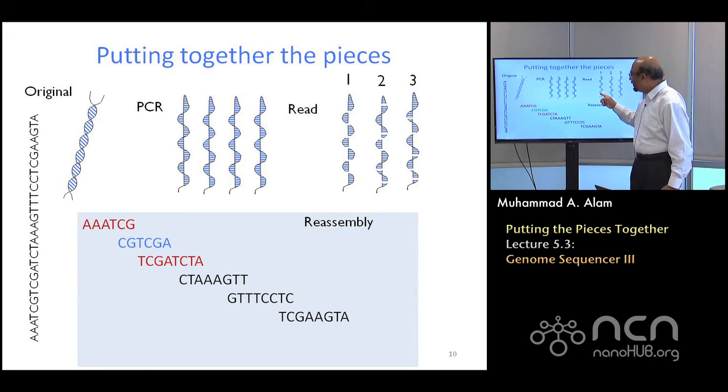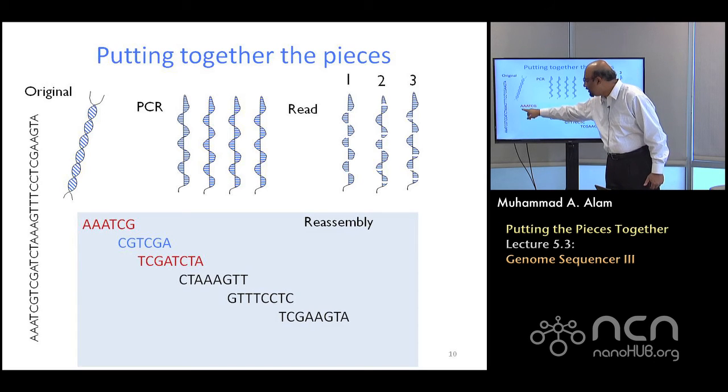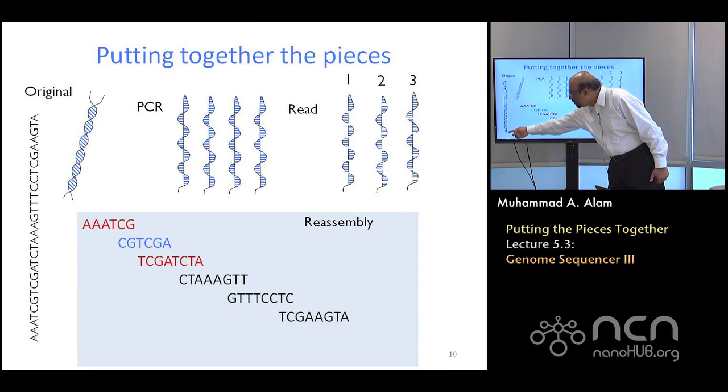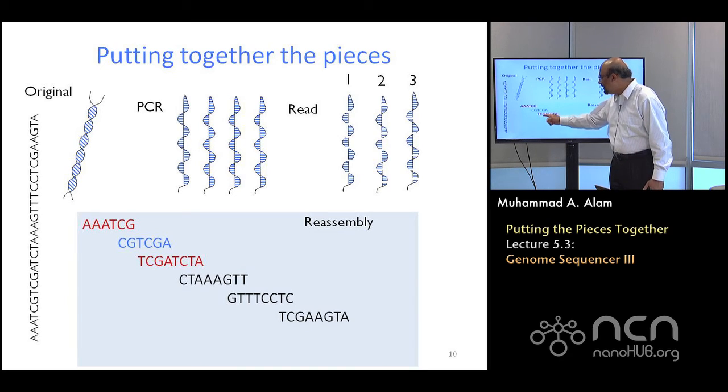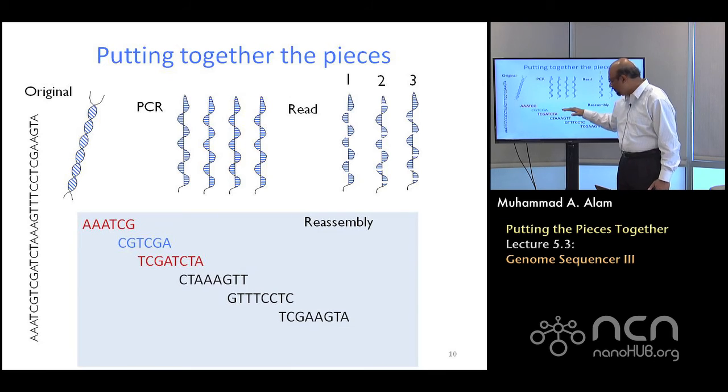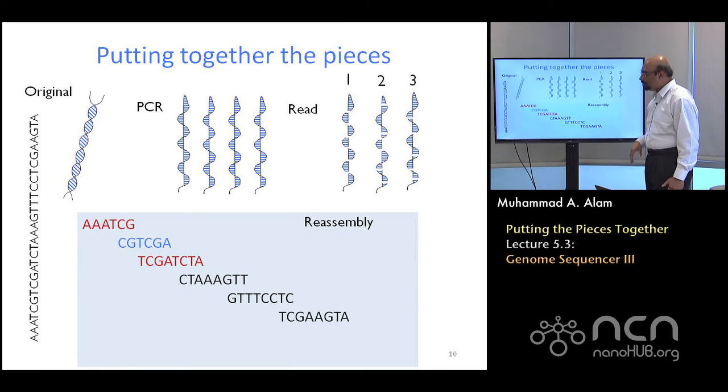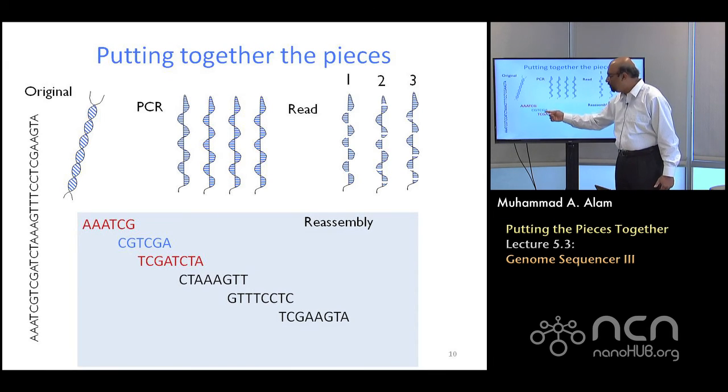Assume that in the first experiment, you got these fragments: AAATCG. Look at this sequence, AAATCG. So that's the first sequence. And then you got TCGA, which is the next segment, let's say. So from experiment 1, you got these, and of course you will get many more. I'm not showing those. You'll have 40 million of these reads.